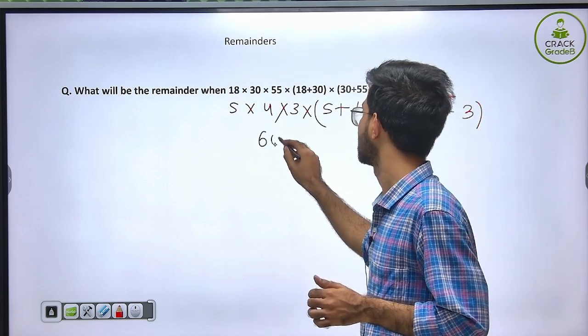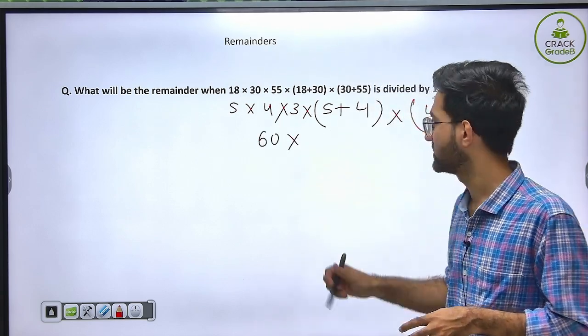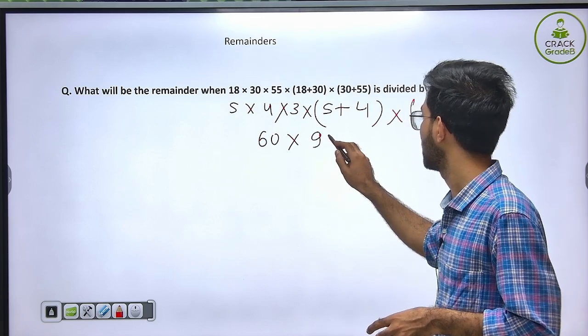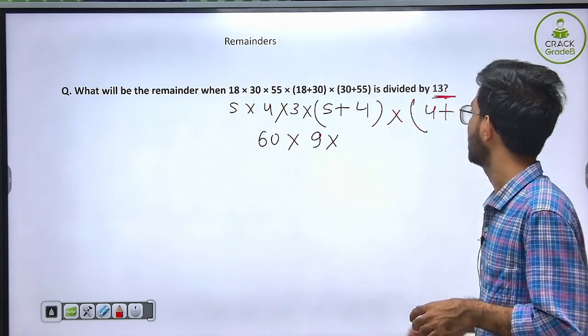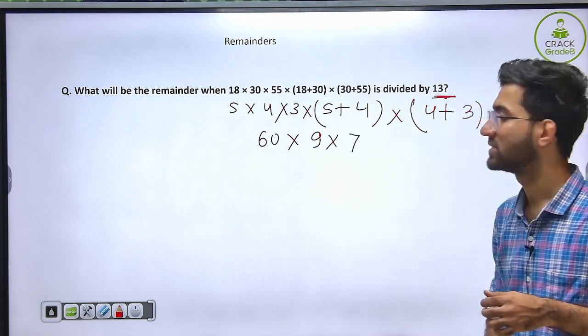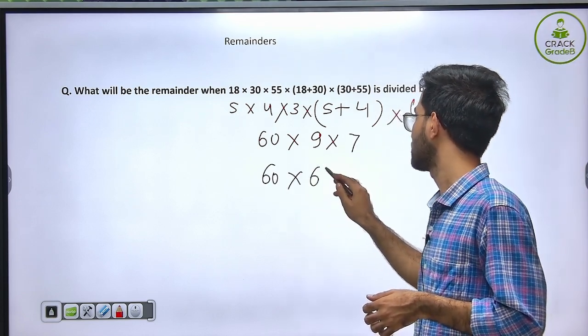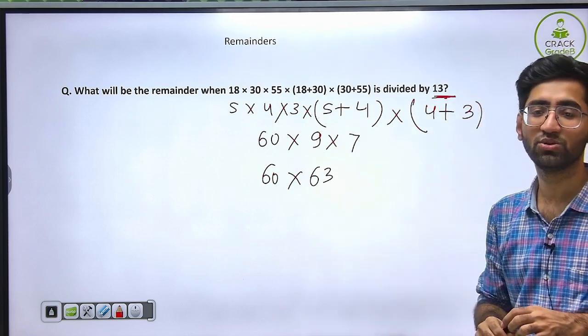Means 60 into, now 5 plus 4 is what? 5 plus 4 is simple 9. And what is 4 plus 3? 4 plus 3 is 7. Can we write it as 60 into 63? Yeah, you can write it as 60 into 63.